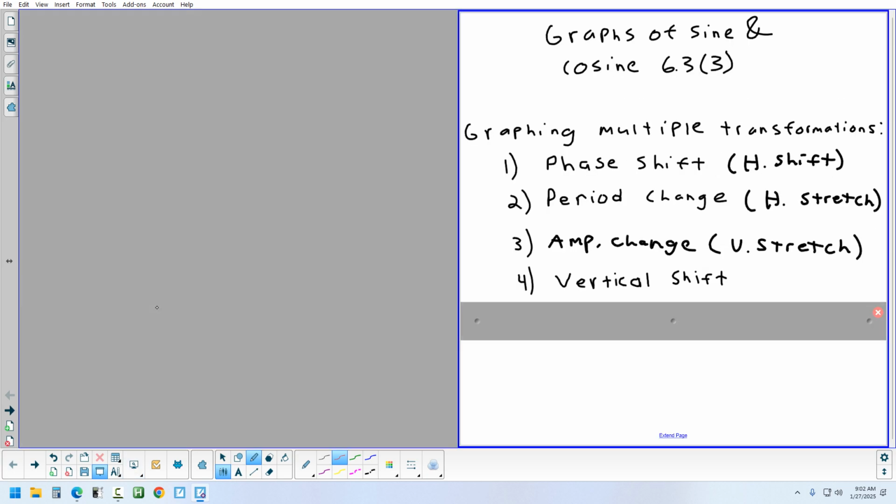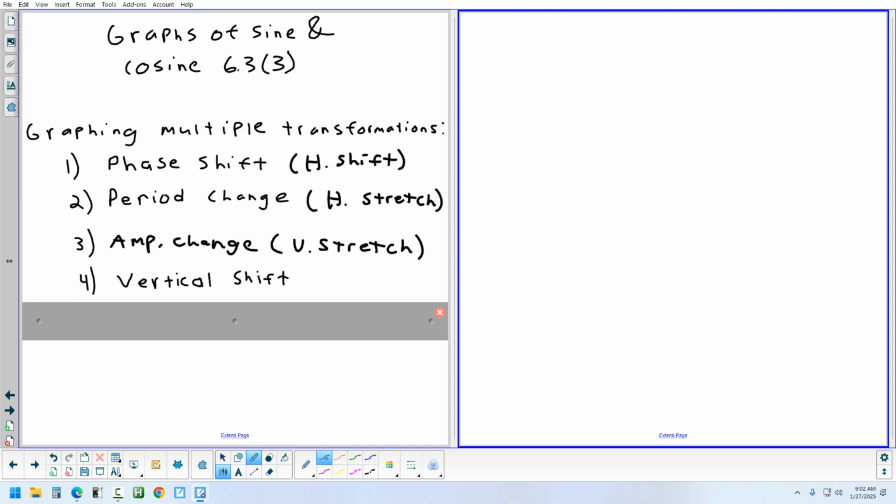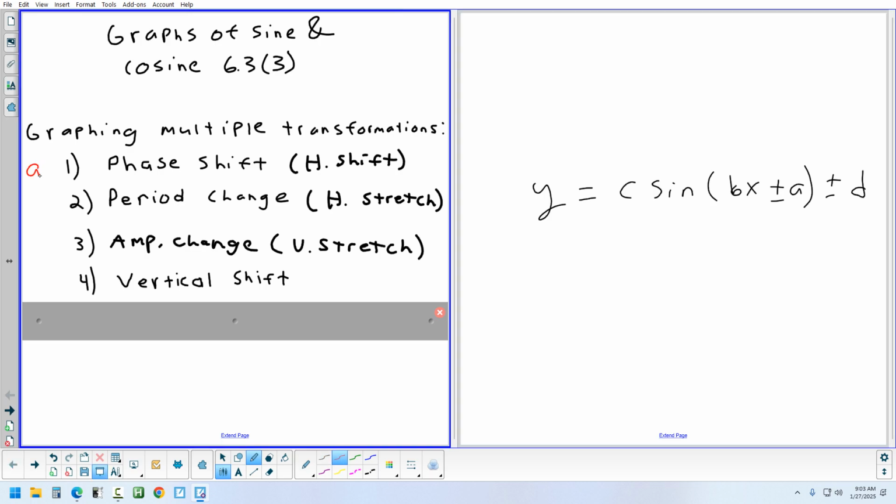If you want to see that kind of side by side with the equation, we can do that. Let's do C sine(bx plus a) plus or minus d. Okay, so I put down the 4 letters, and then I'll just kind of map it to what's over here. So your phase shift, that would be letter A. Your period change, letter B. Your vertical stretch, which is an amplitude change, that's controlled by C. And your vertical shift up and down, that is controlled by D.